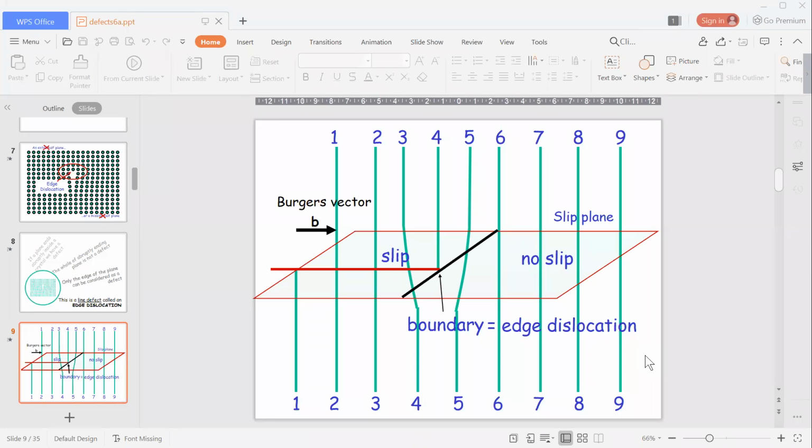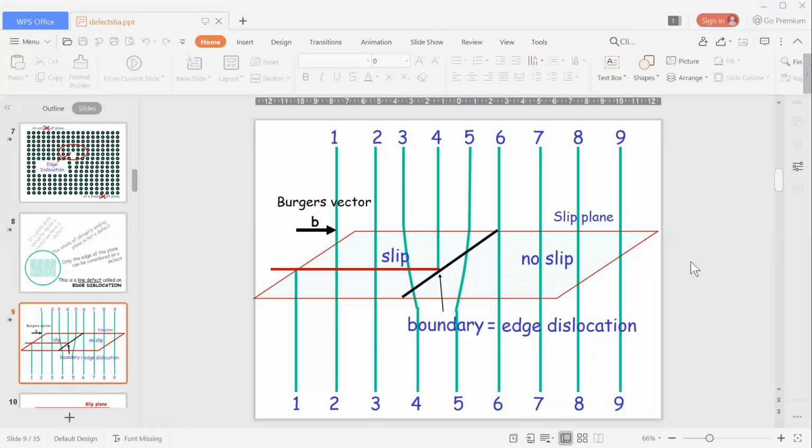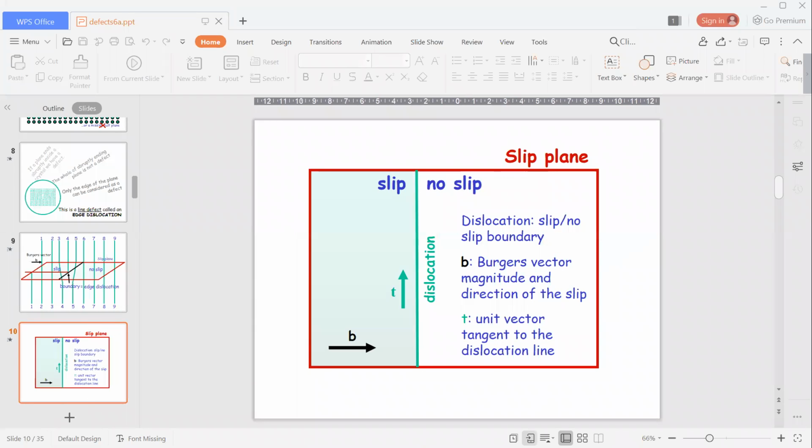So what you can clearly see is the correlation between the direction of the Burgers vector and the direction of the edge dislocation. The Burgers vector b, and the direction of the edge dislocation, which we refer to in terms of the translational vector t, are always perpendicular to each other. So this is the typical correlation between them. Your Burgers vector b and the translational vector t are mutually perpendicular to each other.